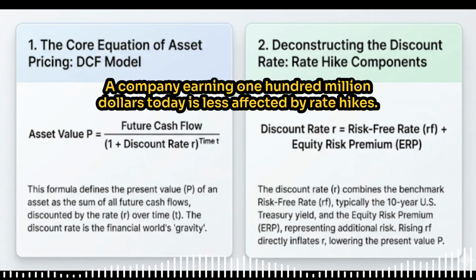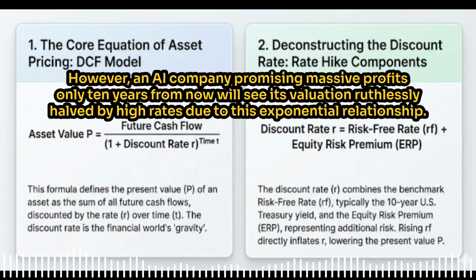Comparison. A company earning $100 million today is less affected by rate hikes. However, an AI company promising massive profits only 10 years from now will see its valuation ruthlessly halved by high rates due to this exponential relationship.